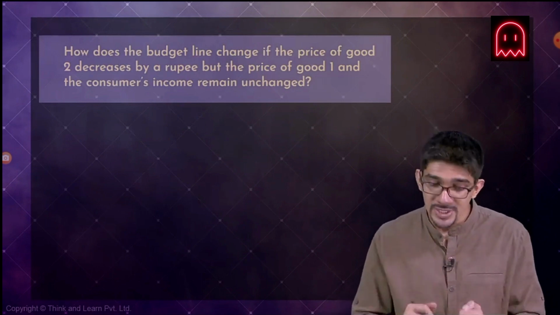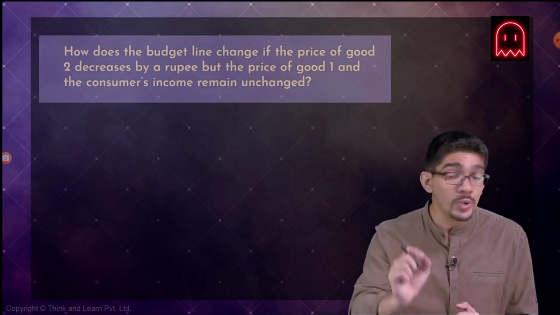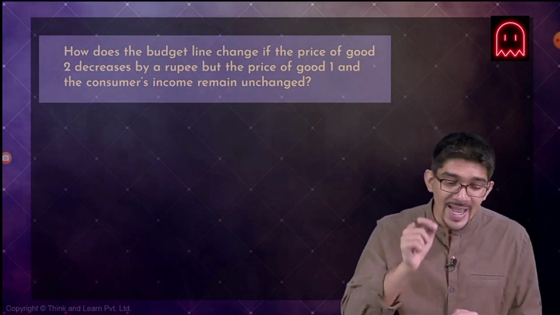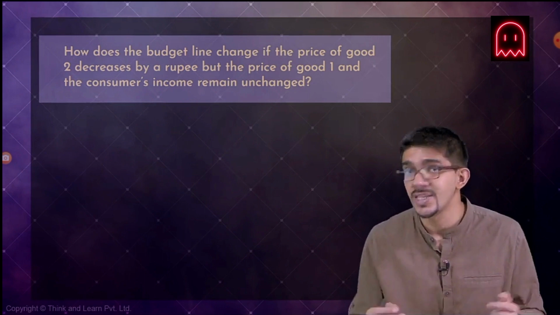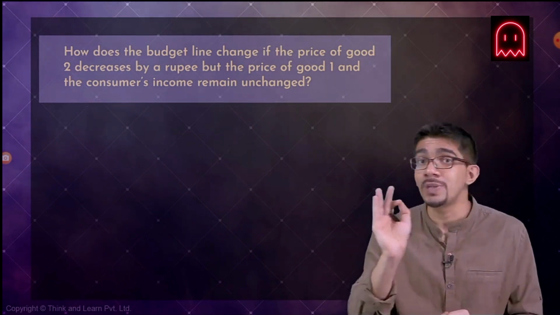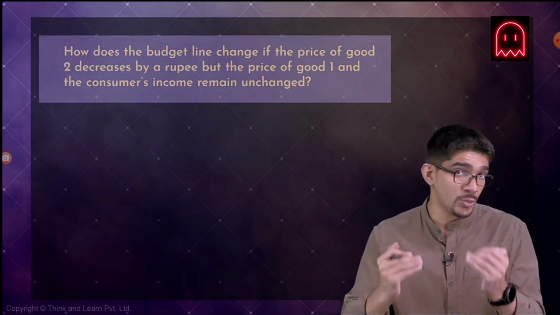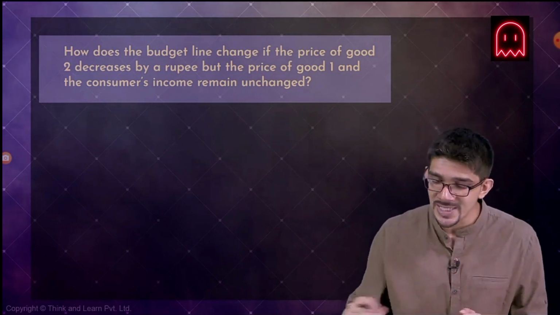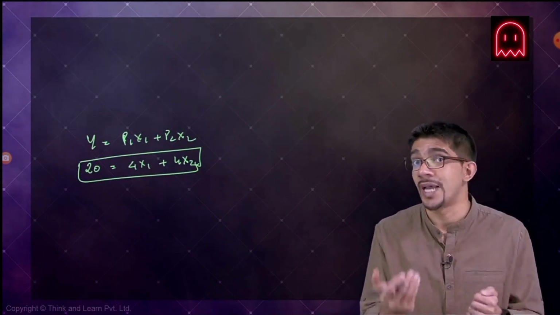Let's go to the next question now. How does the budget line change if the price of good 2 decreases by 1 rupee and the price of good 1 and consumer's income remain unchanged? So only P2 is changing. So earlier P1 was 4, P2 was 5, now P1 is 4, P2 is also 4. So substituting, we just get the new equation as 20 equals 4x1 plus 4x2. That is the new equation.